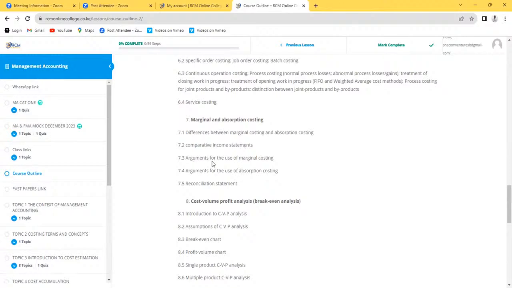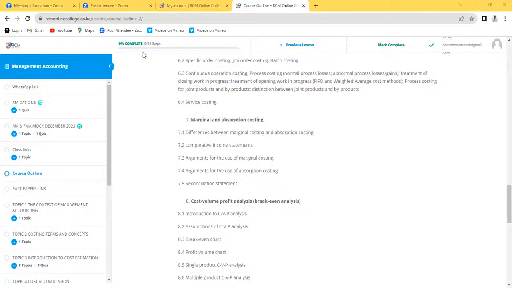Here in the course outline, let's be clear on this. 7.3, you are being told to do what? To give us arguments for the use of marginal costing, then arguments for the use of absorption costing.